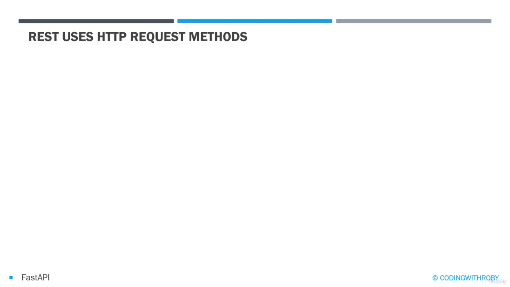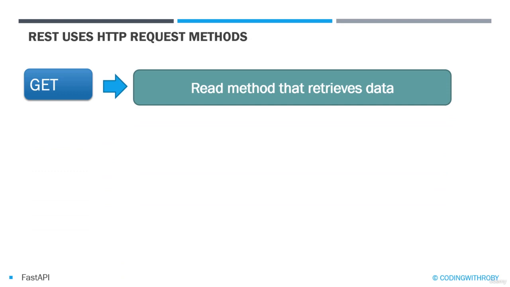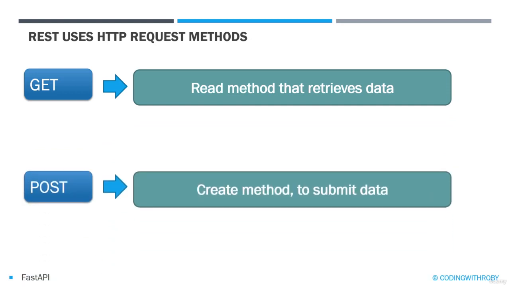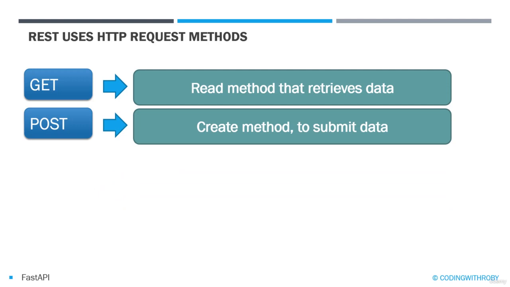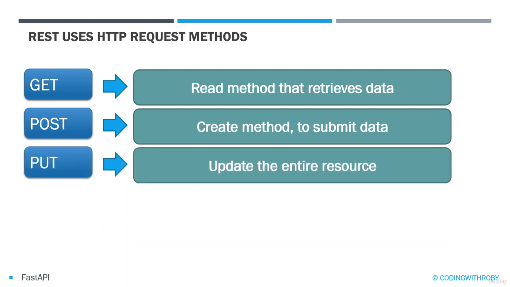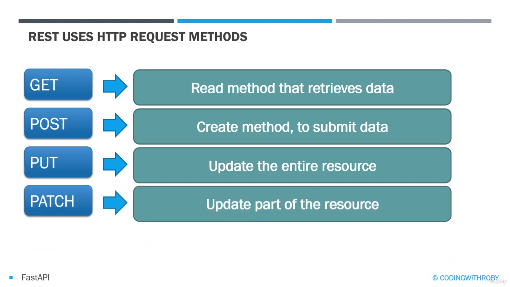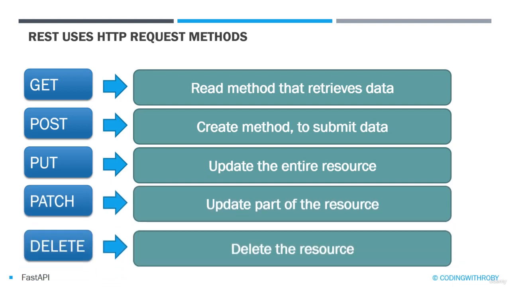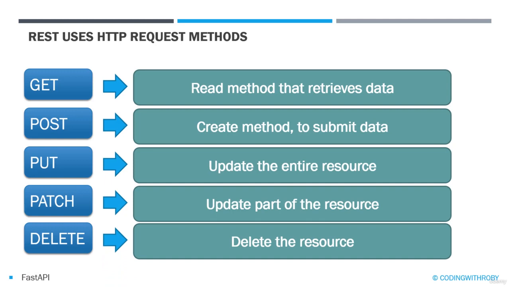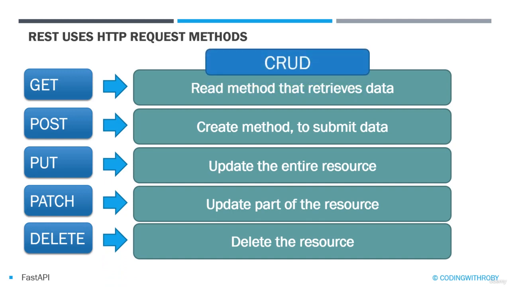Remember, REST APIs use the HTTP request methods to accomplish CRUD operations. It tells the server what the request wants to do that is coming in. And for a quick recap of REST APIs, the request methods typically include GET, which is the read method that retrieves data, POST, that creates and submits data, PUT, that updates a resource, PATCH, that updates part of a resource, and lastly, DELETE, which deletes a resource. And again, these are known as the CRUD operations, which stands for create, read, update, and delete.